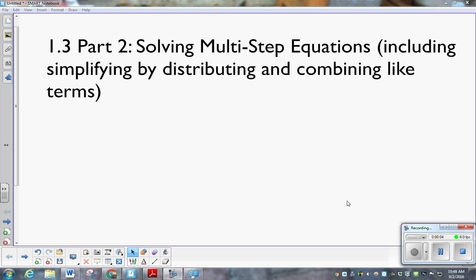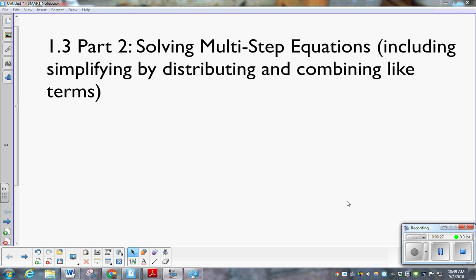We are on section 1.3, part 2, and this is on solving multi-step equations. Write at least that part down. You don't have to write what's in the parentheses, but I wanted to include that some of this solving we're doing is going to include problems where we have to simplify by either distributing or combining like terms first.